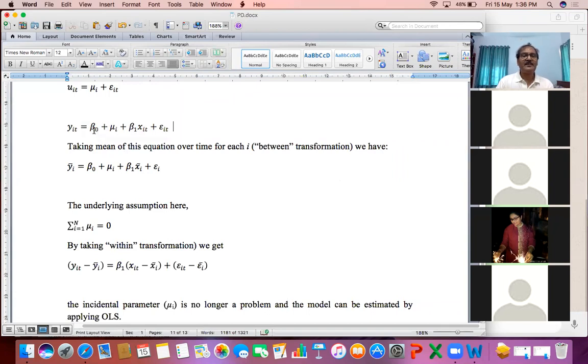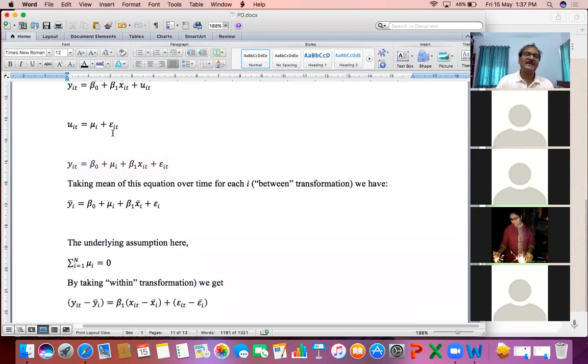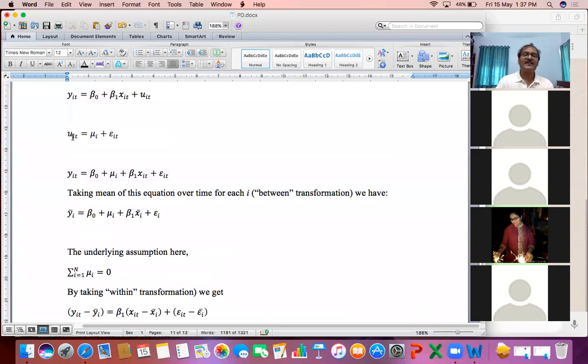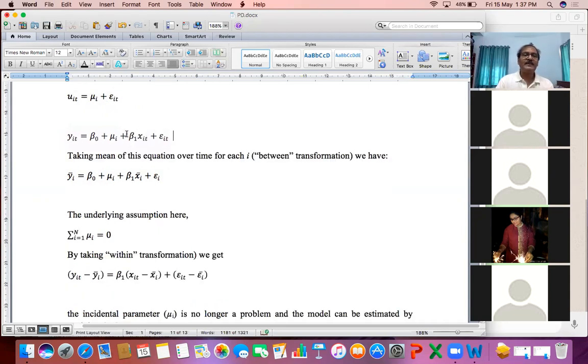parameters beta naught and beta 1, we need information on y, we need information on x, along with information on mu. If we have information on mu, we can estimate this model. But what is the character of mu? Mu is unobserved. And as mu is unobserved, we have incorporated mu into the random error part. So the question is how we can estimate this model with unobserved variable mu_i.